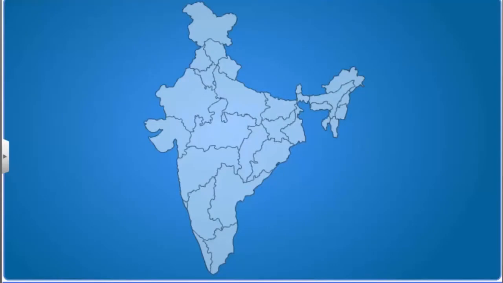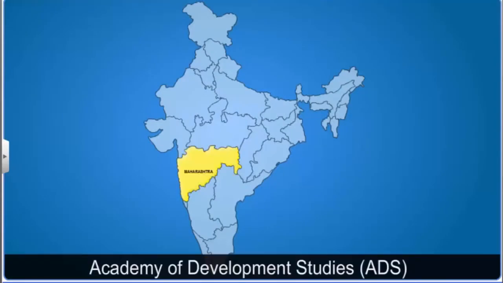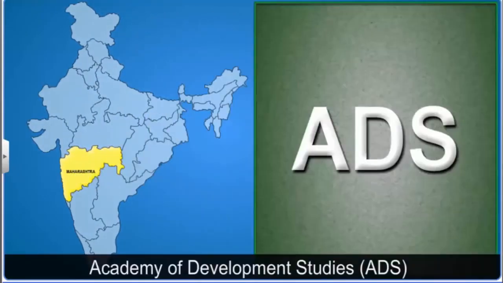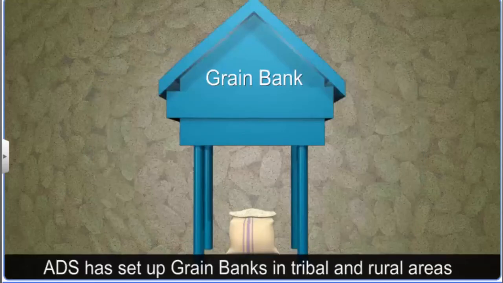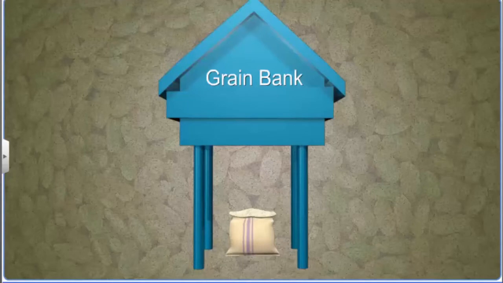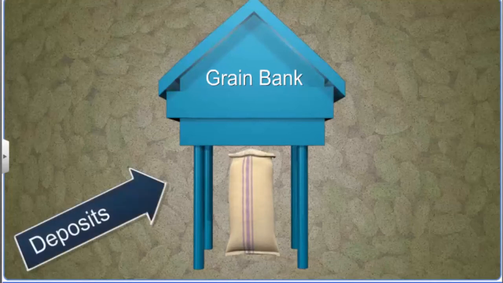The Academy of Development Science in Maharashtra is a society devoted to the welfare of tribals and rural communities. The Academy has started a novel scheme for food security that involves setting up grain banks in tribal and rural areas. A grain bank functions like a normal bank. The members can make deposits of surplus grain after harvest and make withdrawals during lean periods.